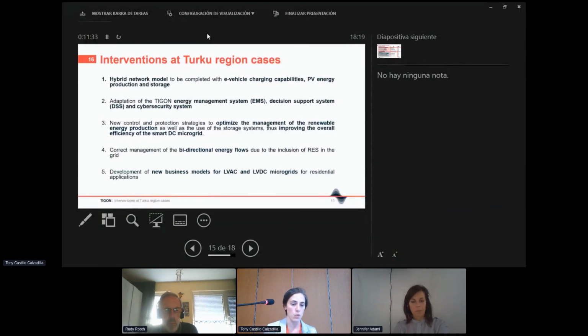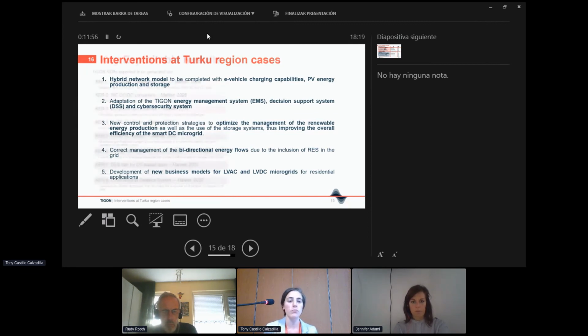And in particular, the last phase of the project, which involves the activities in the Turku region use case, is related also to the development of new business cases that involve low voltage AC and low voltage DC microgrids, specifically for residential application.